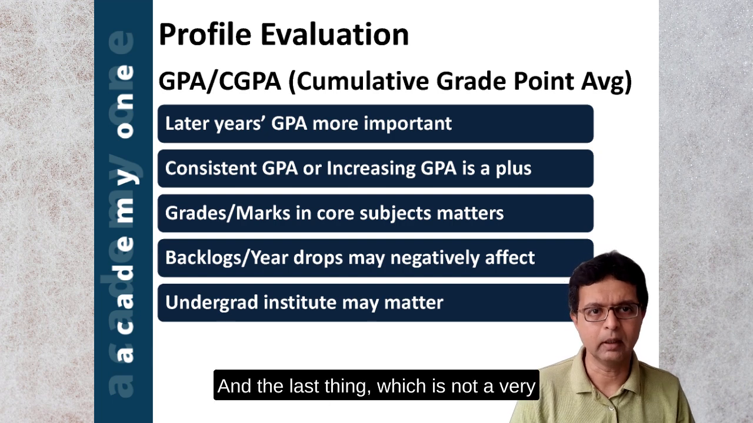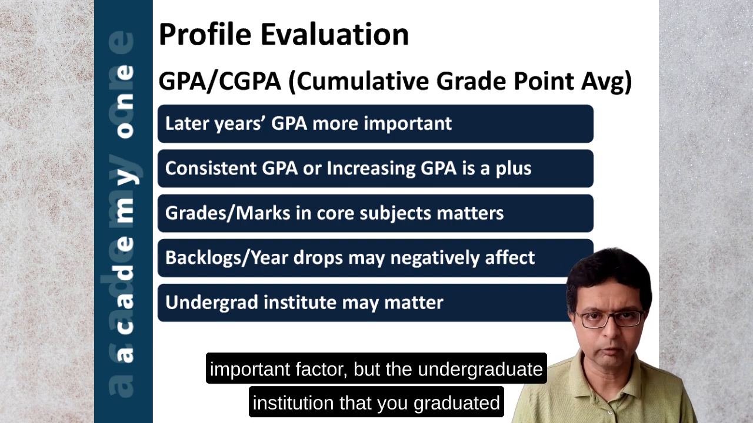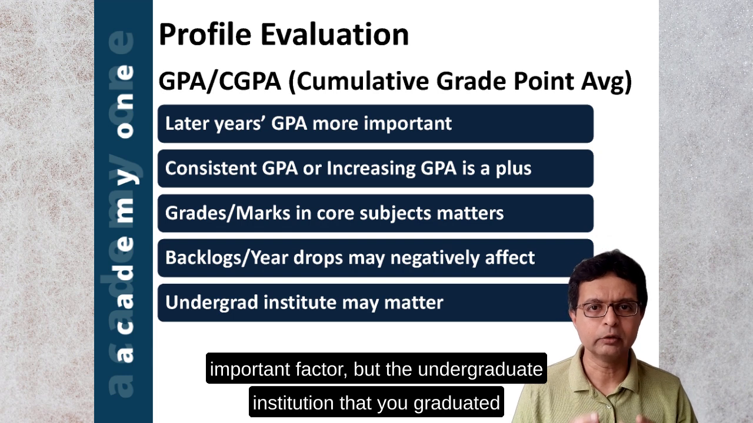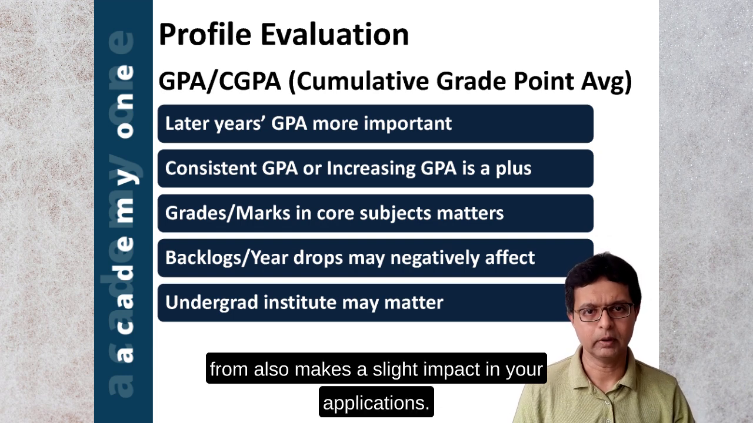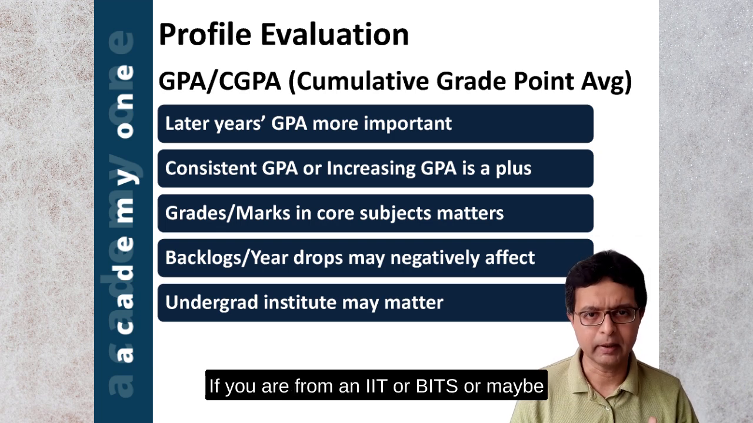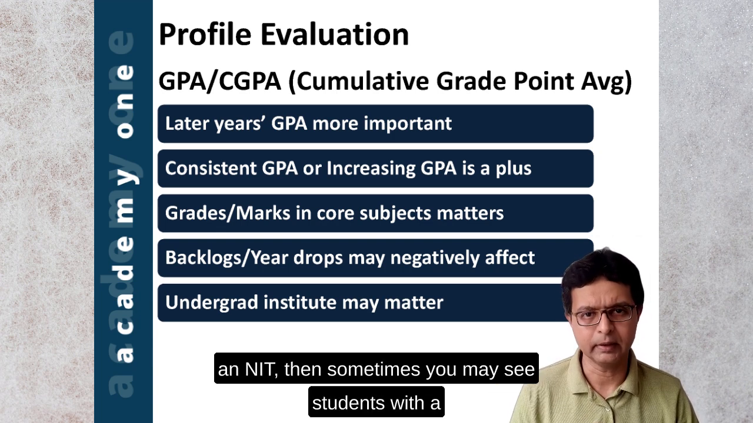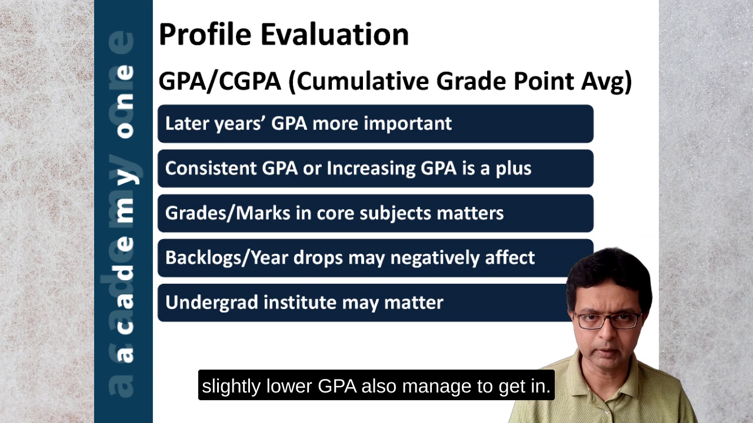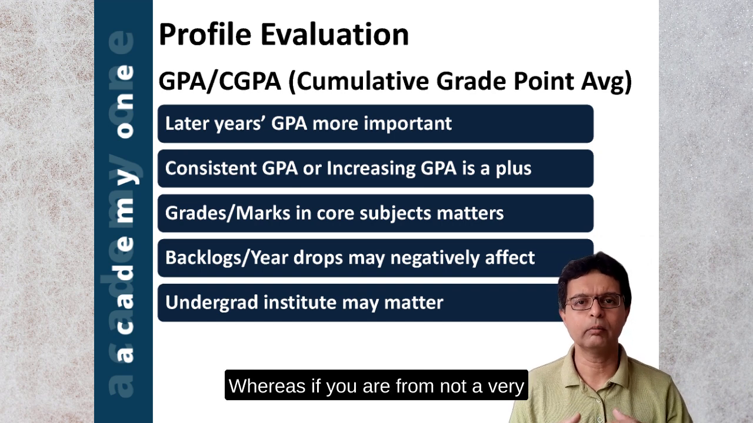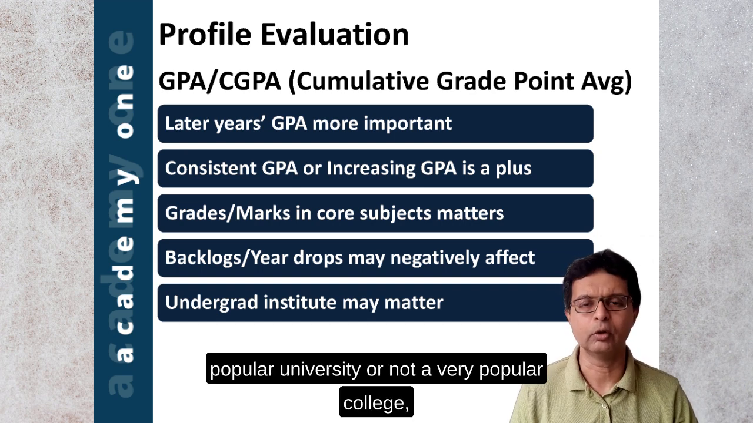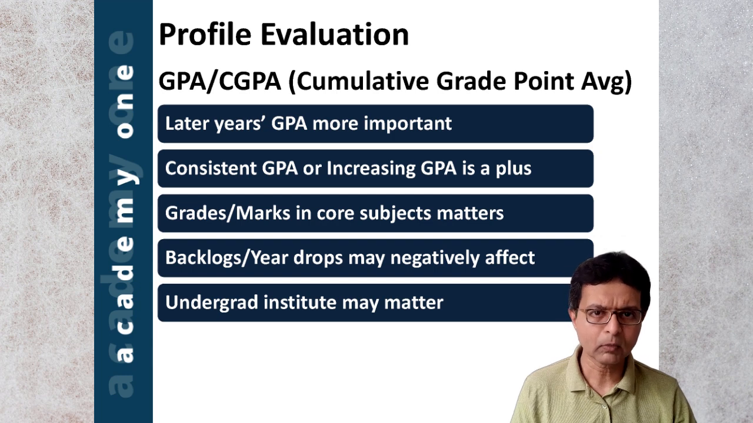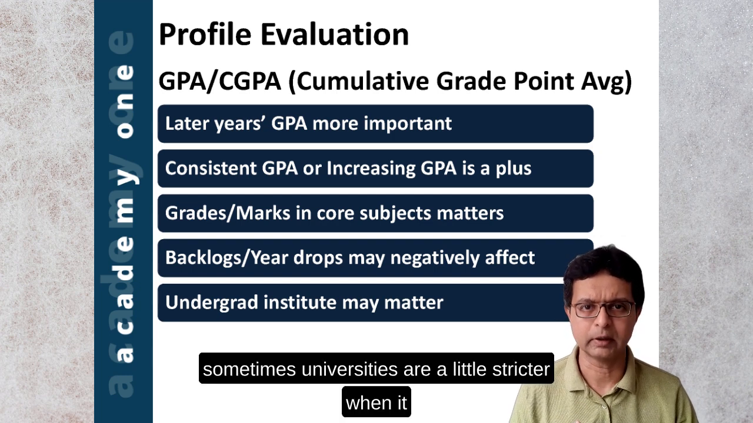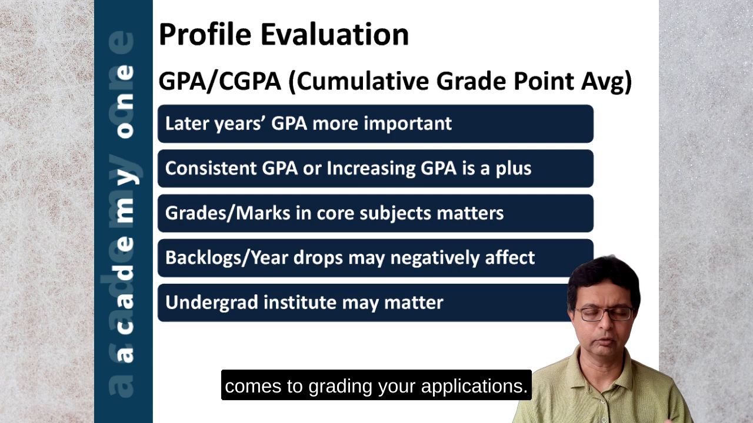The last thing, which is not a very important factor, is that the undergraduate institution that you graduated from also makes a slight impact on your applications. If you are from an IIT, BITS or maybe an NIT, then sometimes students with a slightly lower GPA also manage to get in, whereas if you are not from a very popular university or college, sometimes universities are a little stricter when it comes to grading your applications.